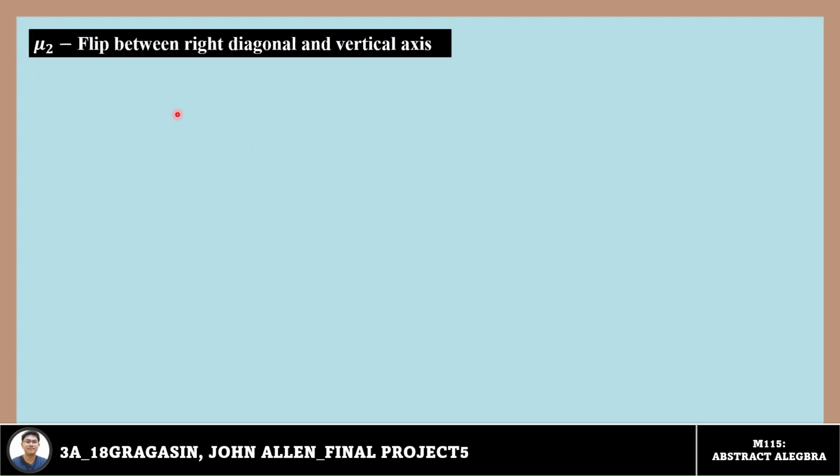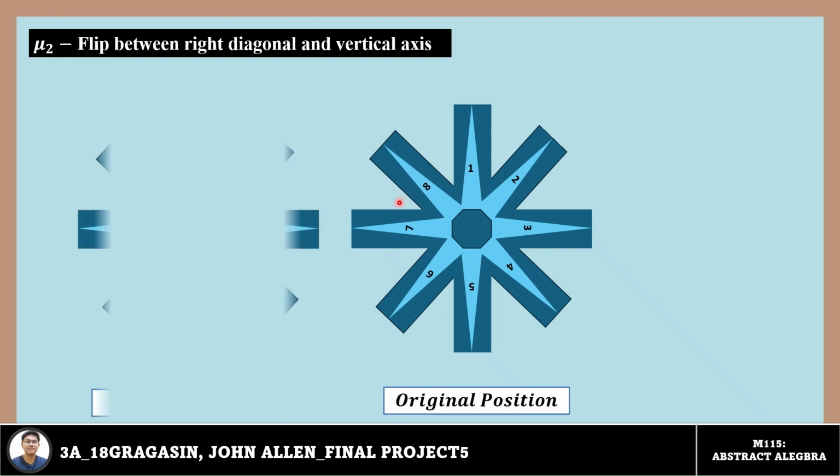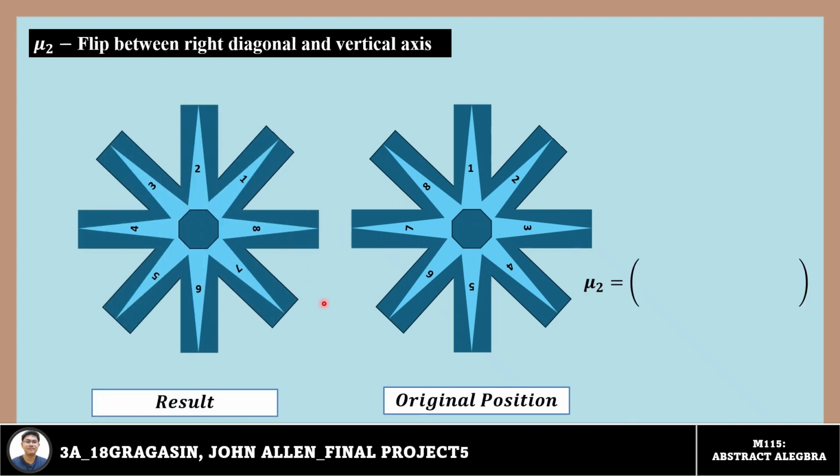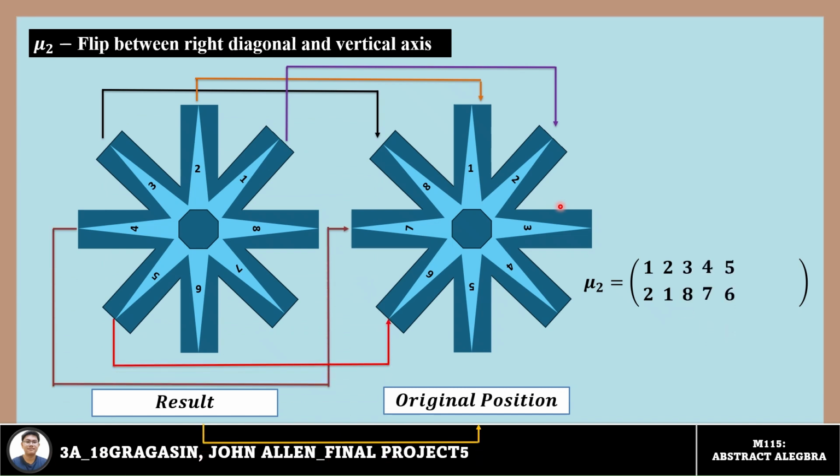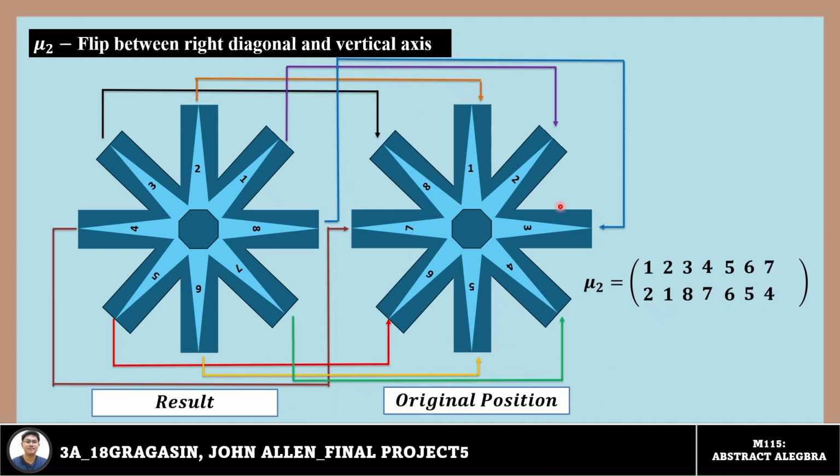For our mu sub 2, flip between right diagonal and vertical axis. Again, this is our original position, and this is our result. And then for mu sub 2, we have here the elements: 1 is to 2, 2 is to 1, 3 is to 8, 4 is to 7, 5 is to 6, 6 is to 5, 7 is to 4, and 8 is to 3. So these are the elements for our mu sub 2.